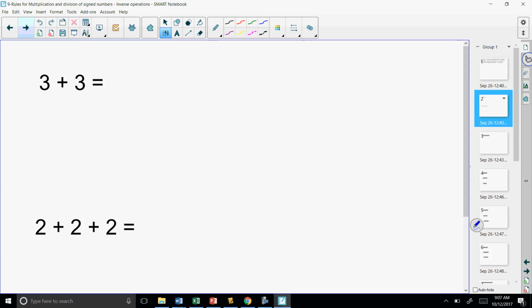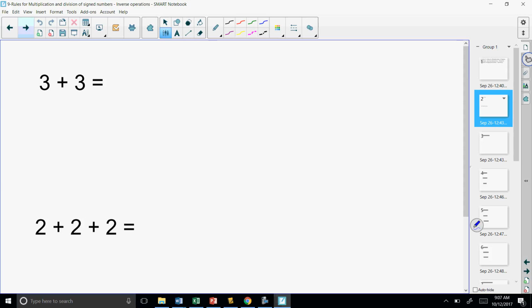Correct, a factor times a factor. But what does multiplication actually represent? It's shorthand for repeated addition. So instead of saying 3 plus 3 plus 3 plus 3 plus 3, I would just say, what is 3 times 5? So it's a shorthand for repeated addition.